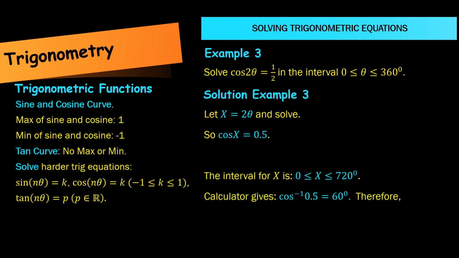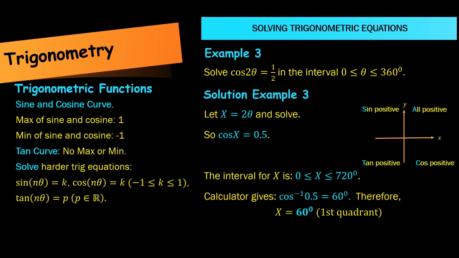Now the calculator gives us that cos inverse of a half is equal to 60 degrees. And of course this is our principal solution, and we know that there are other solutions in our interval. Therefore, x equals 60 degrees, which is in the first quadrant, leads to other solutions as well. So here's 60 degrees as shown in the diagram.